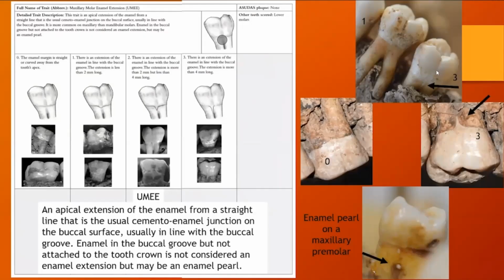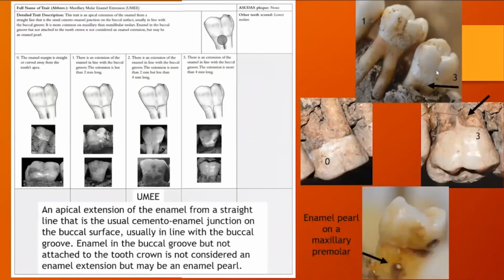So if we look at this picture that's labeled 0 first, you can see that the enamel kind of runs straight up against the roots. It doesn't continue down that root at all. In the 1, you can see there's just a little bit of enamel that's dipped onto the root. A 2 extends a little bit beyond that, and a 3, which is the maximum expression of this trait, goes further down and kind of dips almost under the root, if you will. Typically, we're looking at more than 4 millimeters in length for this, and we have two expressions of what a 3 would look like in maxillary dentition.